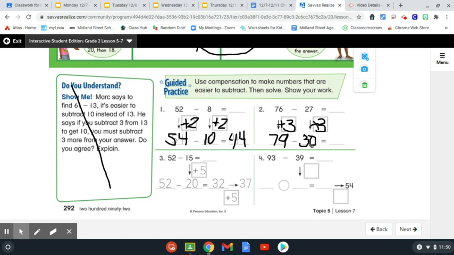79 take away 30 equals, see how we made a nice group of 10? Look at your hundreds chart. If I'm at 79 and I hop back 30, go ahead and fill your answer in right here.